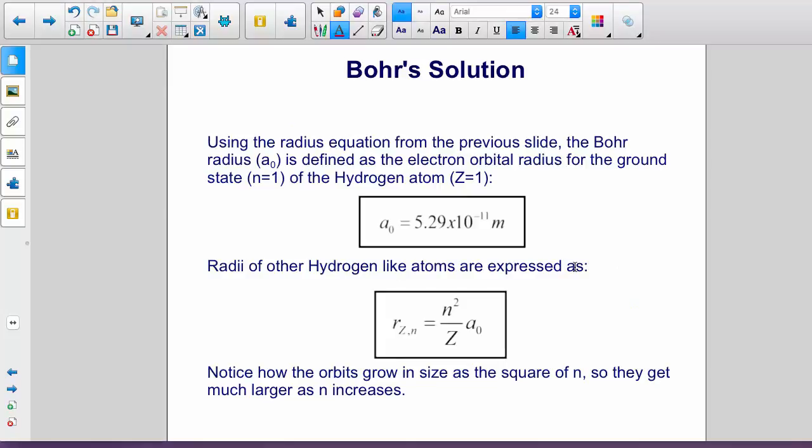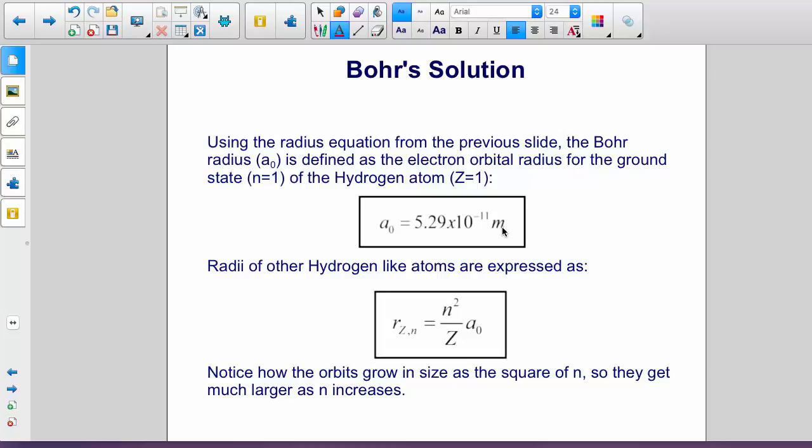So now we're going to get to the key results of all this math. Using the radius equation from the previous slide, the Bohr radius a sub 0 is defined as the electron orbital radius for the ground state, that is, for n equals 1 of the hydrogen atom, where Z equals 1. So a naught is equal to 5.29 times 10 to the negative 11 meters, or 0.529 angstroms.